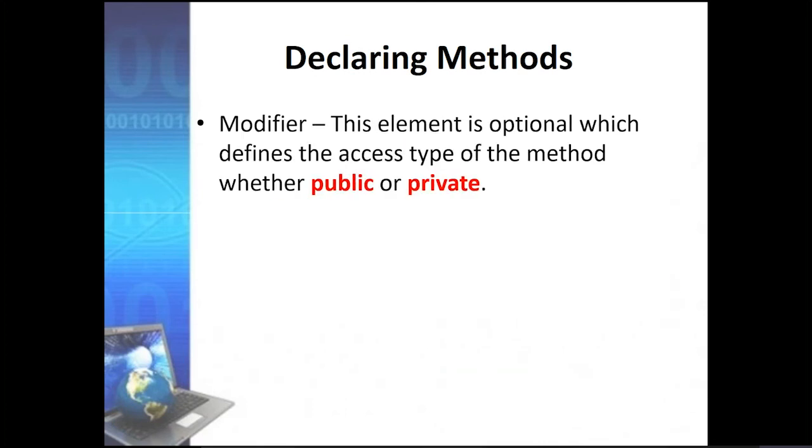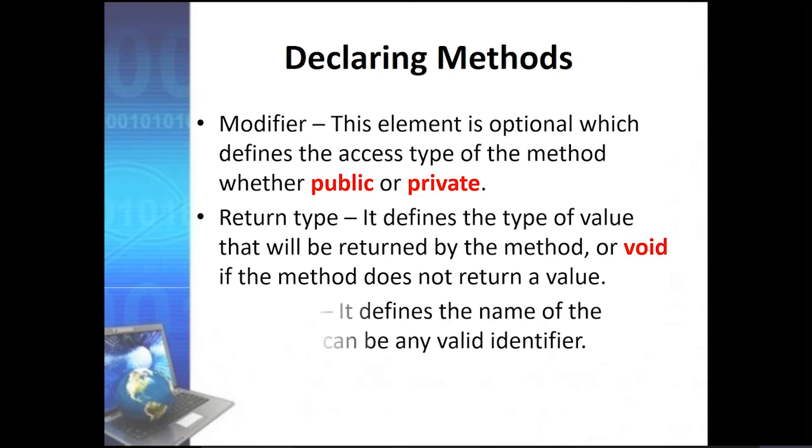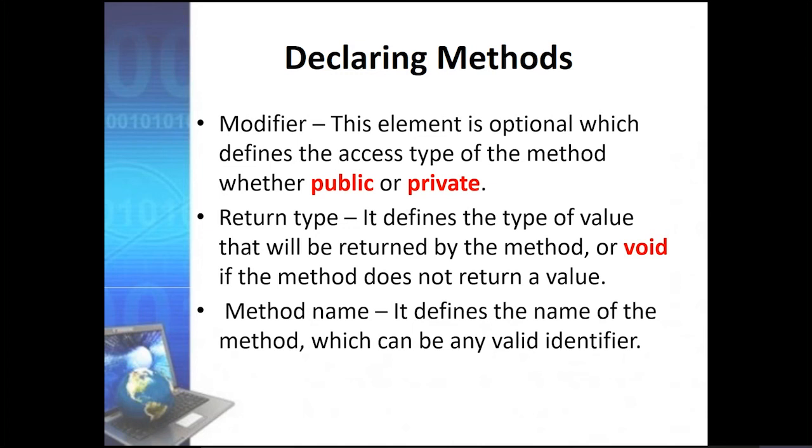Modifiers: this element is optional and defines the access type of the method, whether public or private. Return type defines the type of value that will be returned by the method, or void if the method does not return any value. Ito na yung sabi ko kanina. Method name defines the name of the method, which can be any valid identifier. This will be the name that you'll be using every time you want to call or access the method.